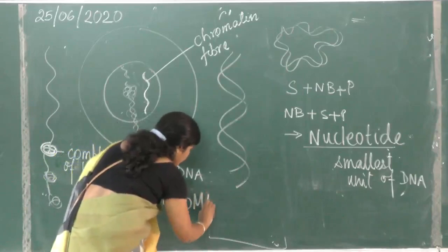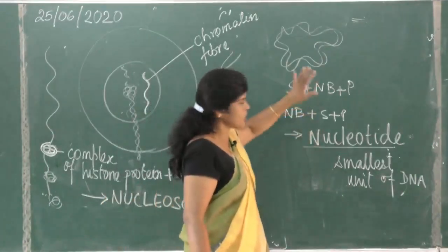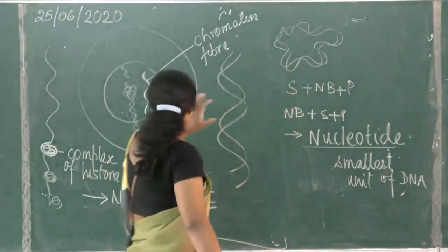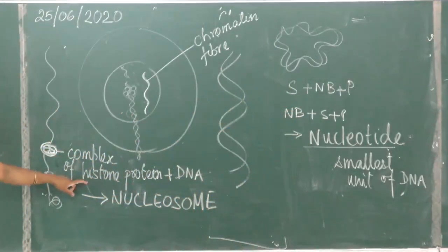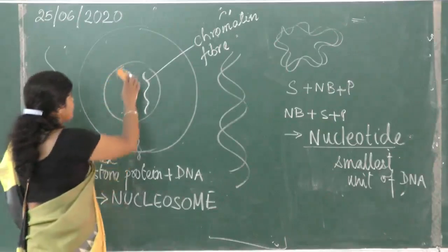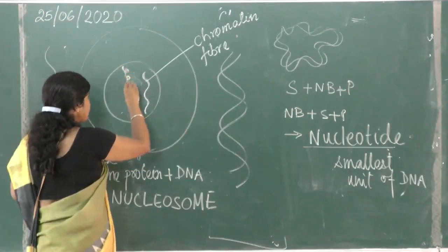nucleosome. So we have done two terms: nucleotide, which is a part of DNA itself, sugar, nitrogenous base, phosphate, and what is nucleosome? It is a complex of histone protein and DNA. This is after winding several times, after the DNA itself is winding around the histone protein several times.